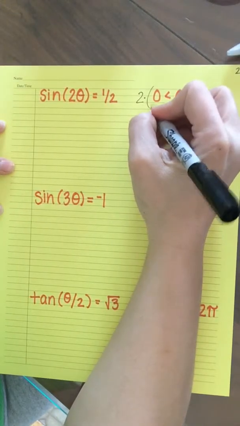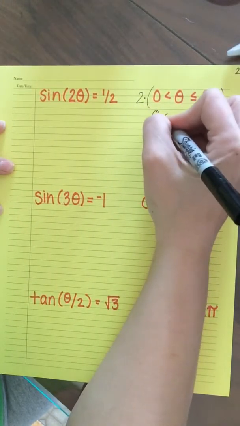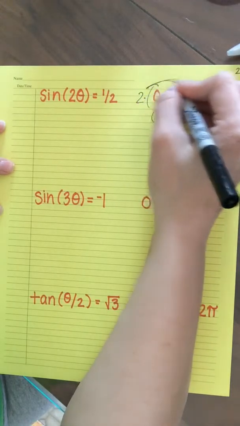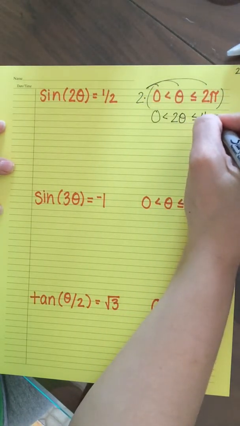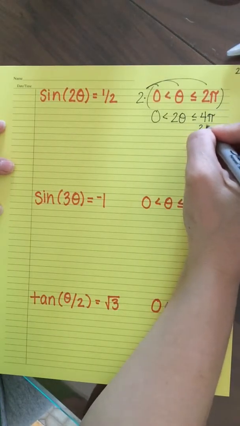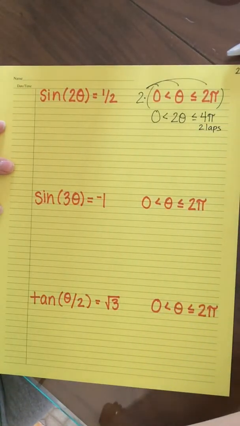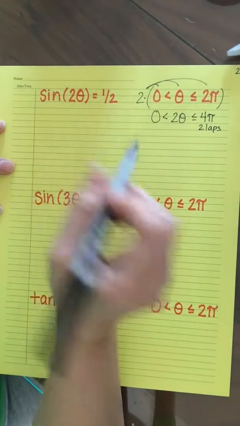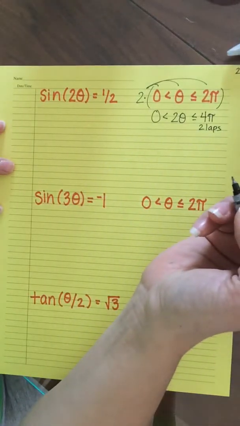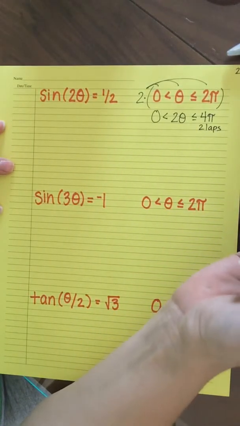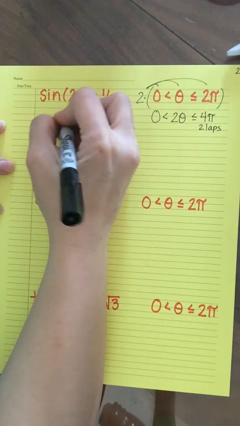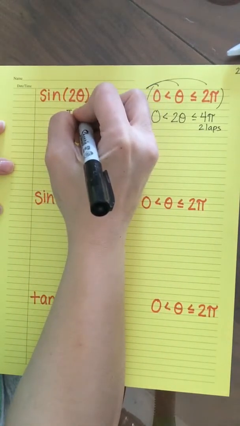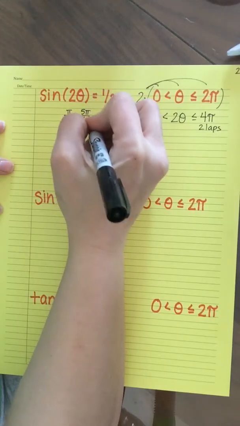So now our domain is 2 times 0, which is 0, less than 2 times theta, which is 2 theta, less than 2 times 2 pi, which is 4 pi. What that tells us is that we actually get to do 2 laps around the unit circle instead of just 1. So we're asking, where is sine 1/2? We know that sine is a y value, and the y value is 1/2 at pi over 6. That's the first quadrant. It's also positive in the second quadrant, so we also need 5 pi over 6.